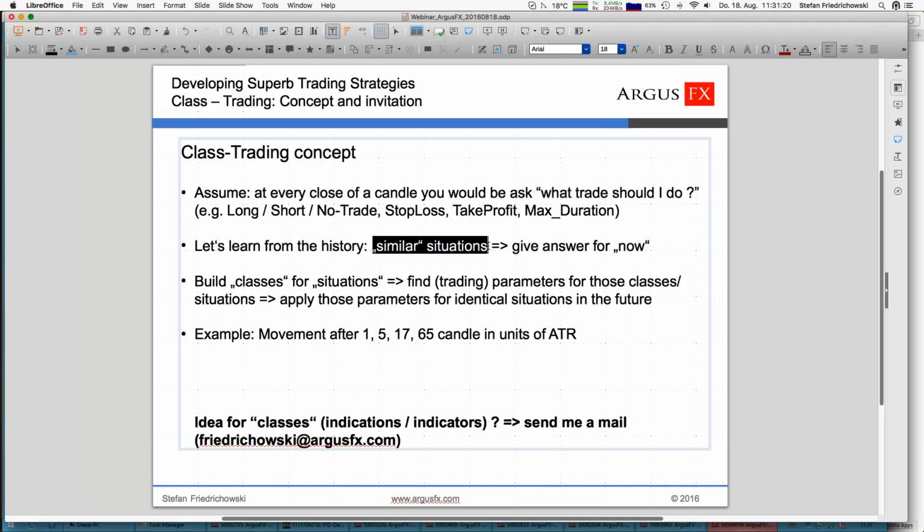We have a situation right now, and now we look for similar situations in the past. And maybe we can learn from the past what typical trade with, or no trade, with a specific stop loss, take profit, and the maximum duration, in my case here, would give us the answer what to do now.